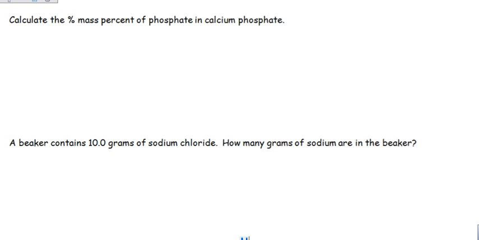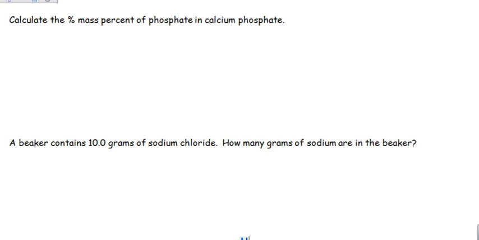We'll look at a few more practice problems in reference to percent composition in this video, and especially how we can use percent composition data in reference to the lab. Here's one more where we're going to calculate the mass percent of phosphate ions in calcium phosphate. So I do need the formula.